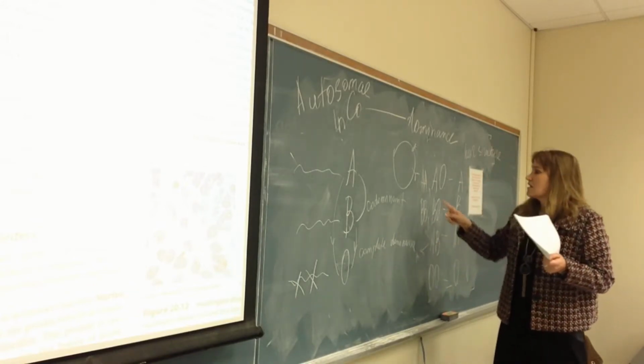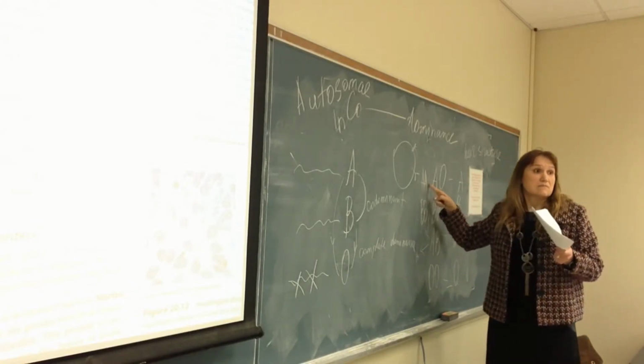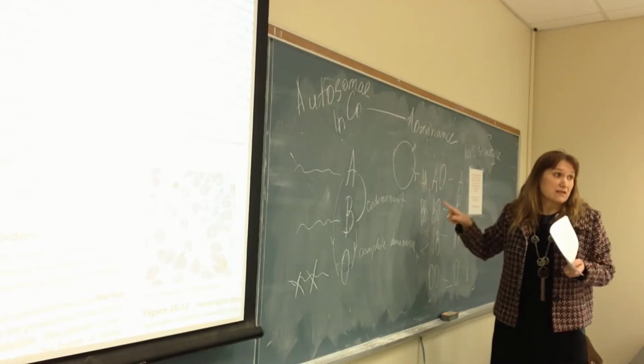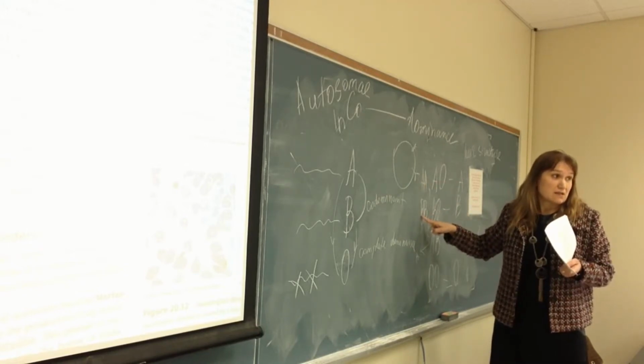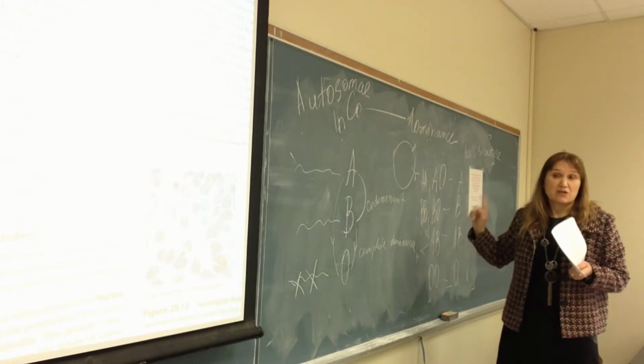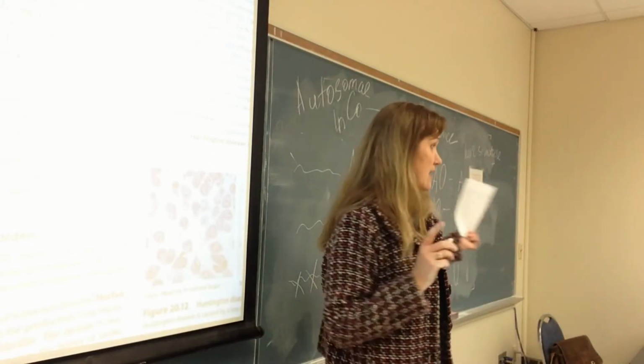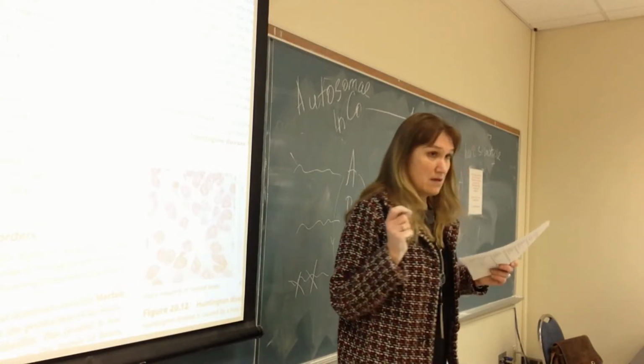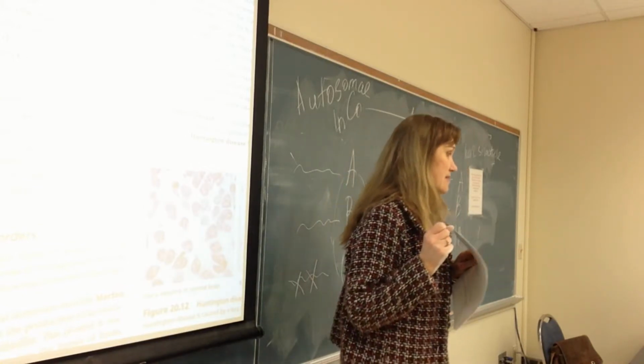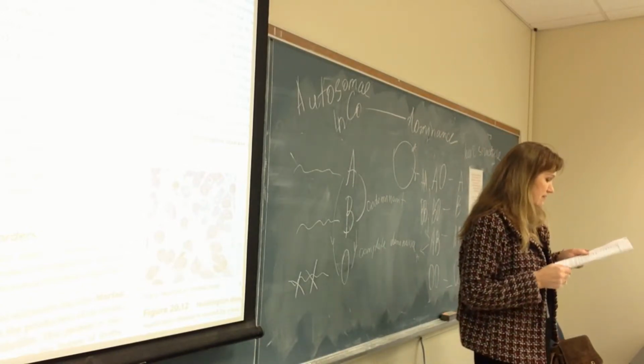Codominance, the work of both alleles is shown in the phenotype. Remember, blood types A and B. 2 different alleles, you see both, if both are present.